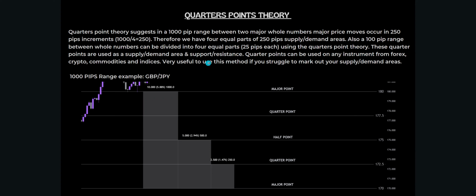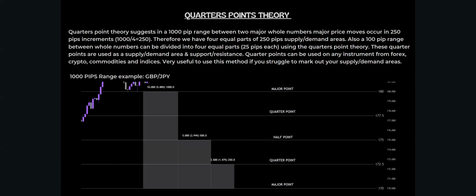Also, a 100 pip range can be used vice versa instead of a 1,000 pip range. And that can also be divided into 4 equal parts, 25 pips, which could also be your quarter points. These quarter points are used as supply demand areas or support and resistance. Quarter points can be used on any instrument. In fact, on Forex, on crypto, on commodities, on indices, on any instrument. And they are very useful when you are marking off your supply demand zones or your support and resistance.